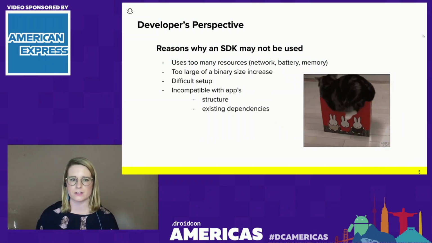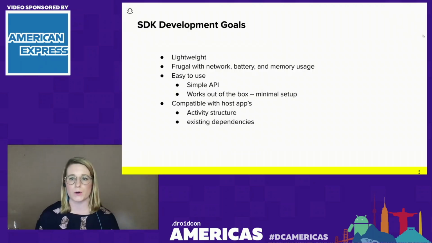So this is related to this next list, which is what you should strive for when building an SDK. So a small size, and you want to be frugal with the network, battery, and memory usage. You want your SDK to be a good guest to the host app. It should be easy to use with a well-designed, clear API and easy setup. And lastly, compatibility with the host app is pretty critical. So look out for potential conflicts in structure and dependencies.